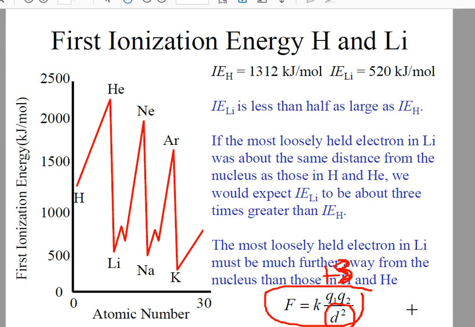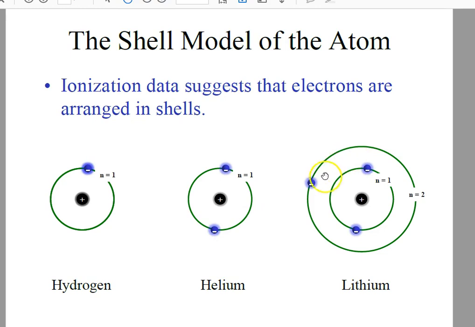Why would lithium's electrons be further from the nucleus than hydrogen and helium? They didn't understand. It didn't make any sense to them. So then Bohr had to look back at his model and say, oh, lithium's electrons are on another ring. So that's where we get this idea from. Hydrogen and helium, their electrons are on this first ring, but lithium's electrons are out here, further from the nucleus. And that's why lithium's electrons are easier to remove than hydrogen or helium.